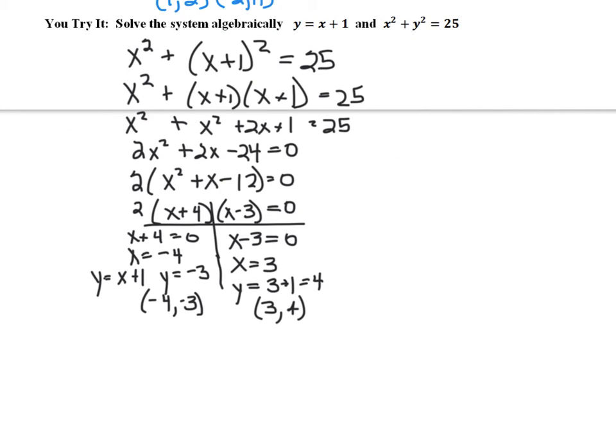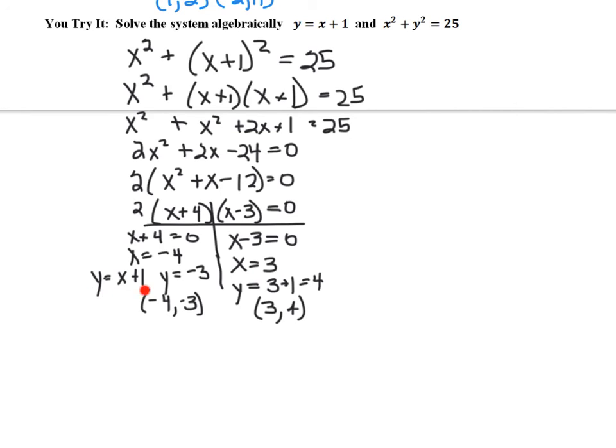Please compare your algebraic work with mine. I substituted x plus 1 for the y in the circle equation. Then I multiplied x plus 1 times x plus 1 and put the quadratic equation in standard form. I could see a GCF, so I factored out a 2, and I was left with the quadratic x squared plus x minus 12. That's a nice easy trinomial to factor as x plus 4 times x minus 3. Setting each factor equal to 0, I have 2 solutions for x, negative 4 and positive 3.